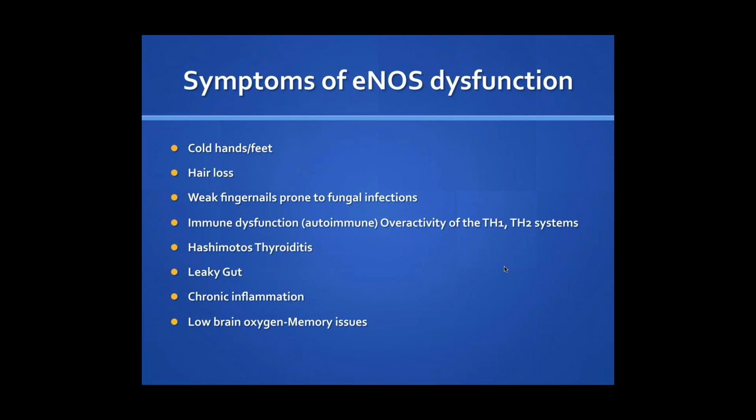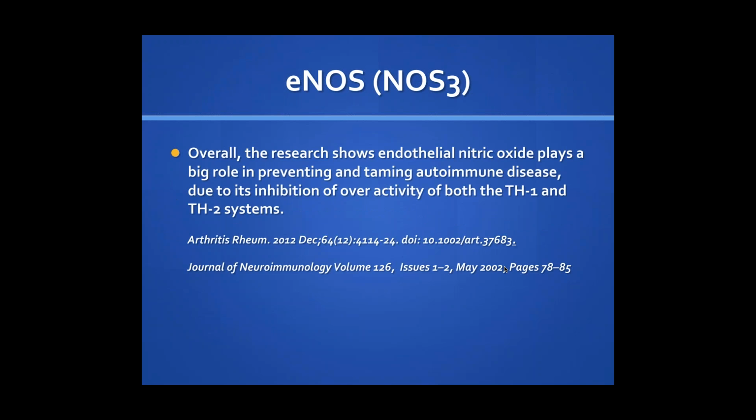And when you start to get this balanced, leaky gut tends to go. And those food sensitivities involved with that, and the inflammation involved in that, tend to disappear, which is quite exciting. The chronic inflammation, of course, and low brain oxygen or memory issues, which we talked about. So overall, the research shows endothelial nitric oxide plays a big role in preventing and taming autoimmune disease due to its inhibition of overactivity of both the Th1 and Th2 systems. And this was the study out of a couple of prominent journals here.